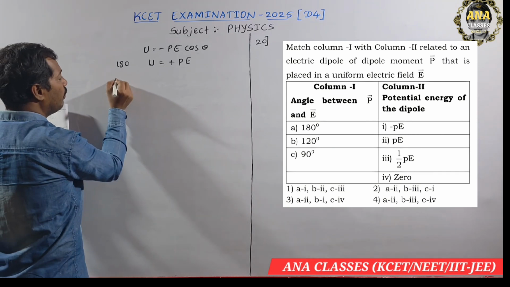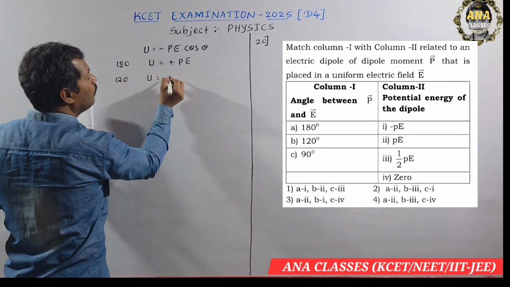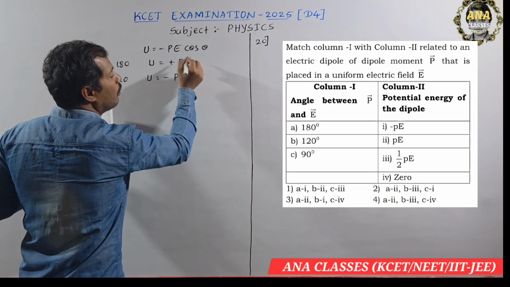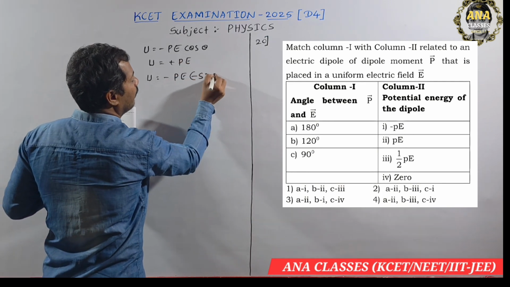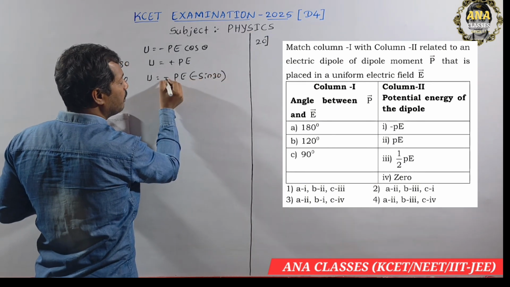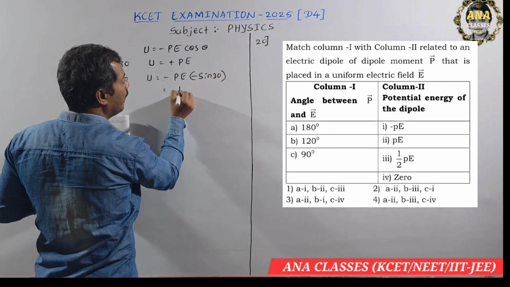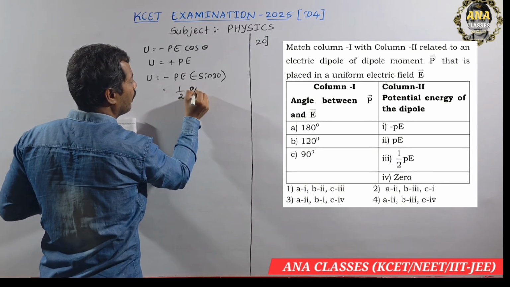When you substitute the value of theta as 120 degrees, then U is equal to minus PE cos 120 degrees, which is equal to minus sine 30. Because in the second quadrant cos is negative, that's why minus into minus is plus, and sine 30 is equal to 1 by 2. So 1 by 2 PE is the value.